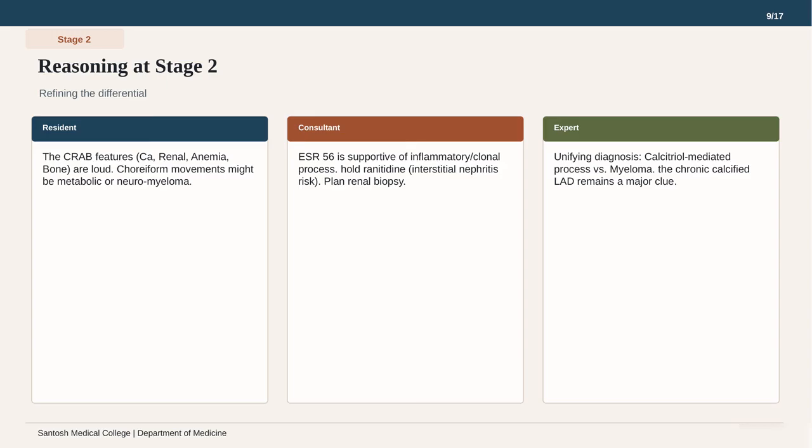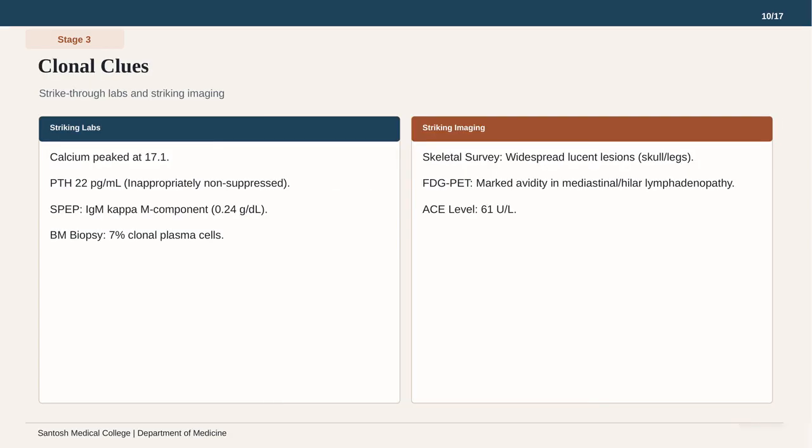As we wait on the biopsy, some striking laboratory and radiographic results arrive to complicate matters further. Notice the striking labs and imaging findings detailed on this screen. On the left, the calcium has peaked dangerously at 17.1. The parathyroid hormone is 22 picograms per milliliter, which is inappropriately non-suppressed for that calcium level. We also found an IgM kappa component of 0.24 grams per deciliter, and a bone marrow biopsy revealed 7% clonal plasma cells.